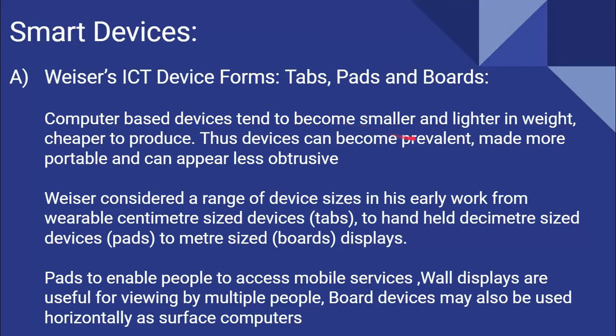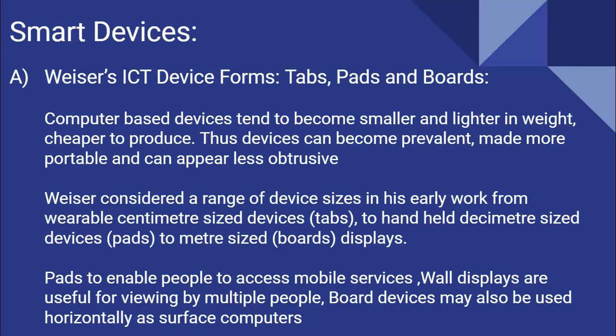Computer-based devices tend to become smaller and lighter, and cheaper to produce. Thus, devices can become prevalent, more portable, and can appear less obtrusive, which is an important thing. As our technology is growing, the device sizes will be smaller, and they are more interactive and more intelligent than the previous ones. So that's the model said by Weiser to contain the ICT device forms: some are tabs, some are pads, and some are boards.